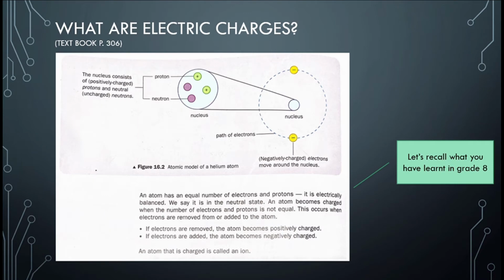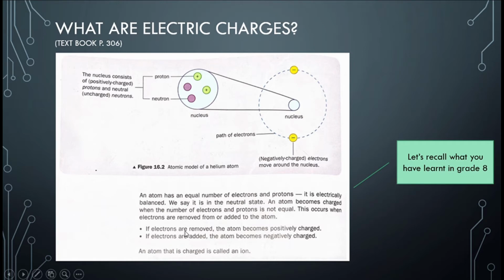Now, what are electric charges? Look at this, everyone. An atom has an equal number of electrons and protons, like what you have learned in grade 8. It is electrically balanced. That's why the atom becomes neutral. An atom becomes charged when the number of electrons and protons is not equal. This occurs when electrons are removed from or added to the atom.